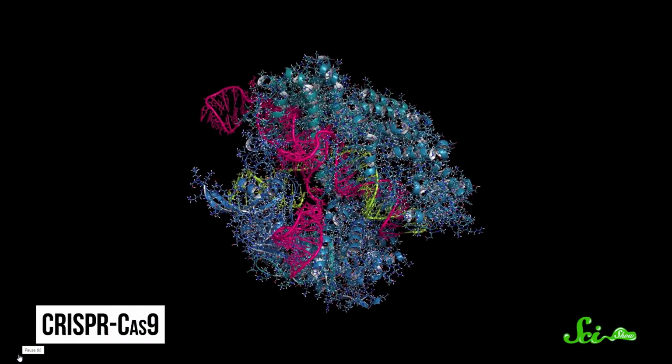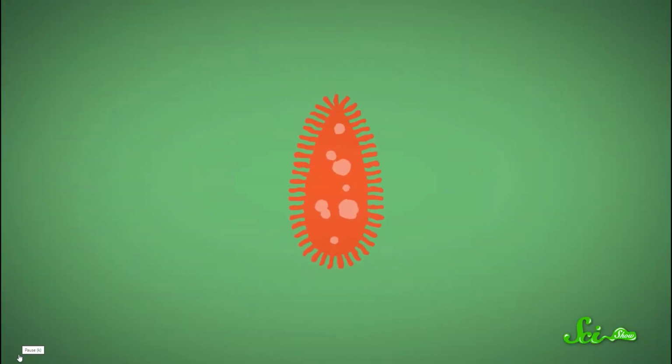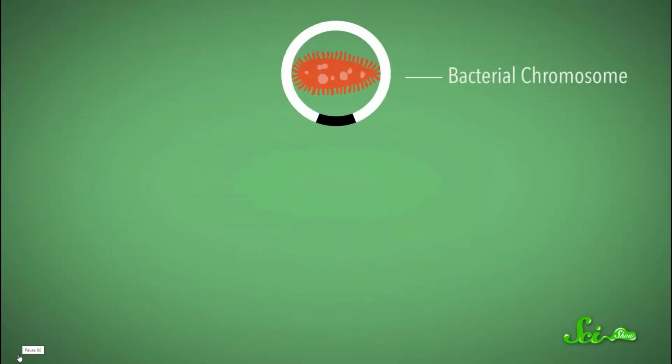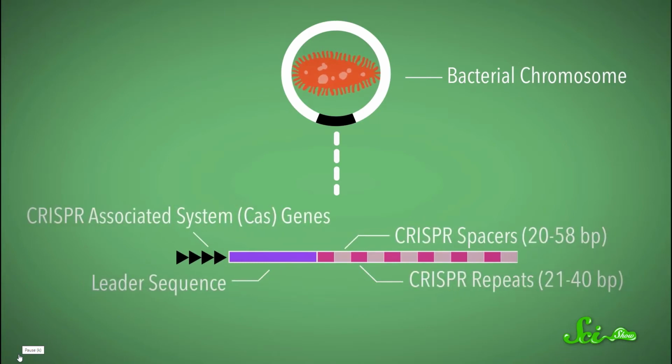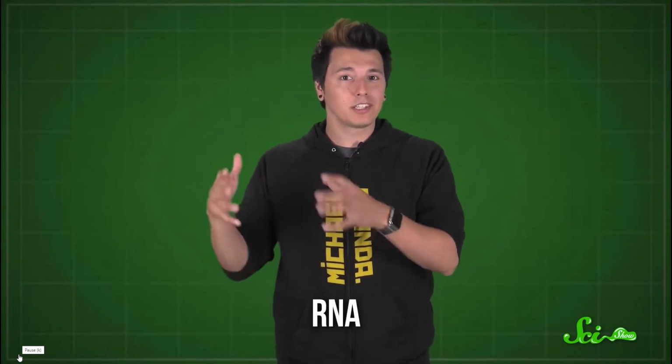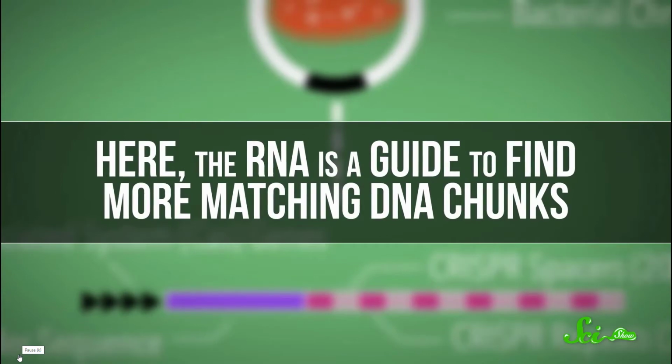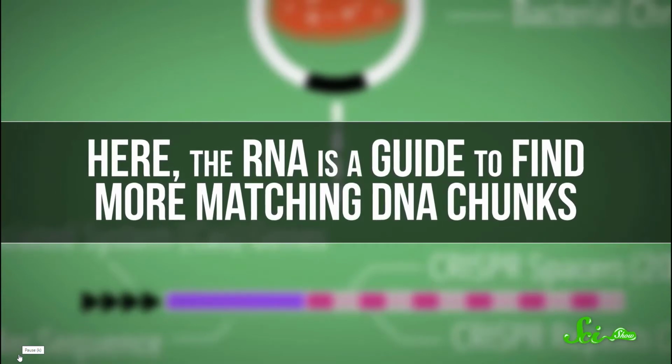CRISPR was originally described as a sort of immune system in archaea and bacteria. See, when some of these organisms get infected by a virus, they save a chunk of that virus's genome in this long charm bracelet-like string of DNA called a CRISPR locus. They use each DNA chunk as a template to synthesize a similar molecule called RNA, which does a lot of things in cells. Here, the RNA is a guide to find more matching DNA chunks.